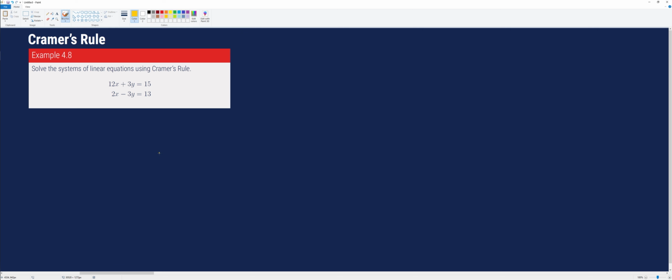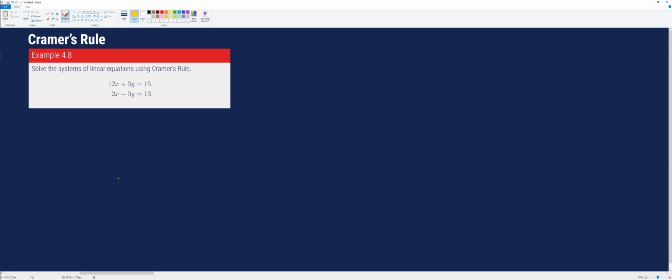To solve systems of linear equations using Cramer's rule, let's consider example 4.8. Solve the systems of linear equations using Cramer's rule. 12x plus 3y is equal to 15 and 2x minus 3y is equal to 13.